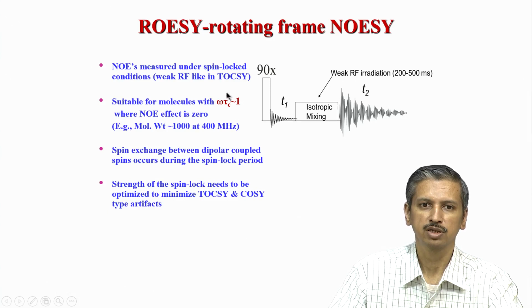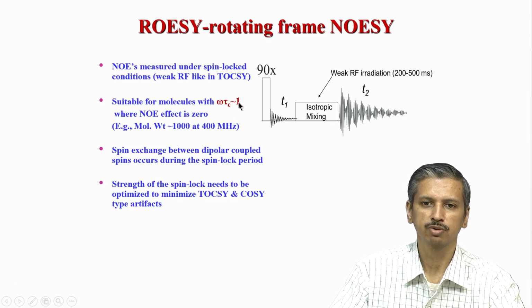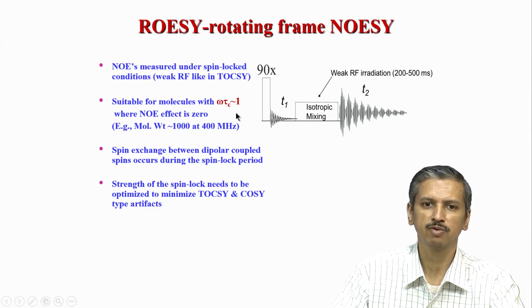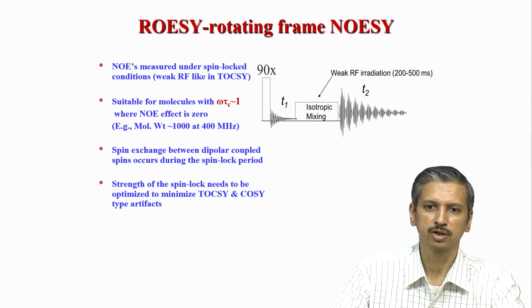So, if that happens, the NOE effect becomes 0 if omega tau c is close to 1. It does not have to be exactly 1, even 1.1 or 0.9, the effect starts reducing. The NOE is perfectly 0 at 1, but above and below 1 also it can be close to 0. So, in such cases what do we do?